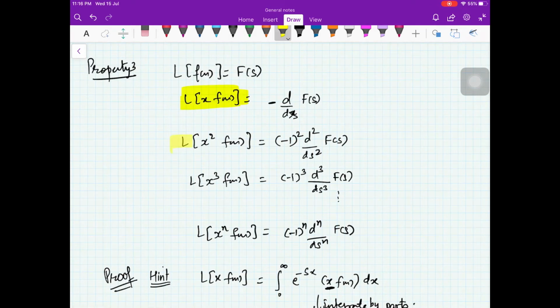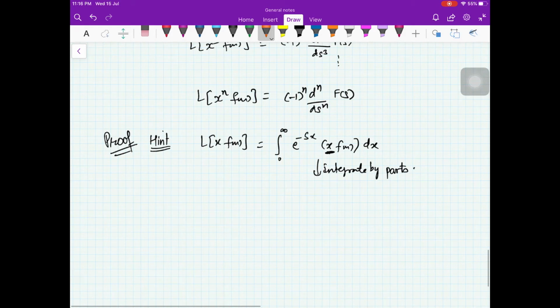So you see, these are the formulas. If you are multiplying with x, then you have to differentiate 1 time with respect to s, and you have to put minus 1 once. If you are multiplying with x square, then you have to put minus 1 raised to power 2, and the derivative is also 2 times, and so on. So we'll use this. This is quite useful.